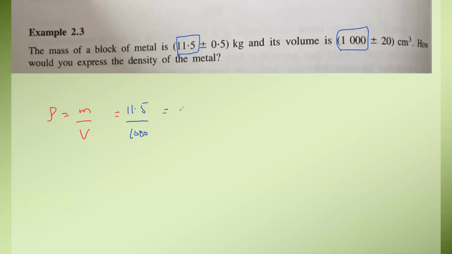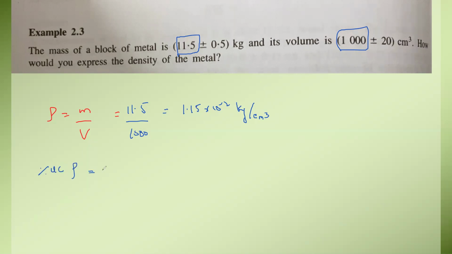So when we divide them, we get 1.15 into 10 to the power minus 2 kilogram per centimeter cube, because I did not change the unit. So I will keep that as kilogram per centimeter cube. Now, this is the density, but what we need is the percentage uncertainty in the density.